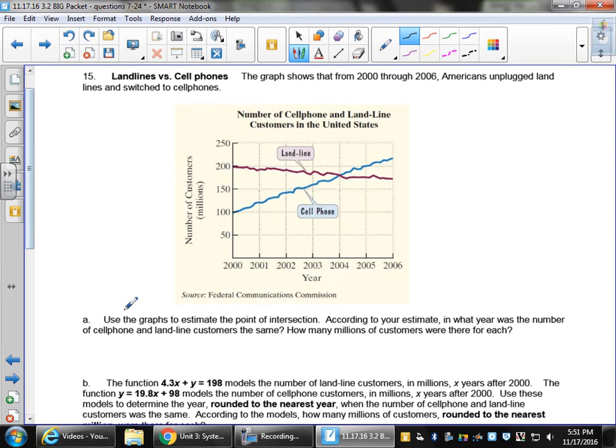Question A says, use the graph to estimate the point of intersection. According to your estimate, in what year was the number of cell phone and landline customers the same? How many millions of customers were there for each? So if we look at this graph, we're looking for where these two lines intersect, and that's approximately right here. Our estimate is 2004 for the year.